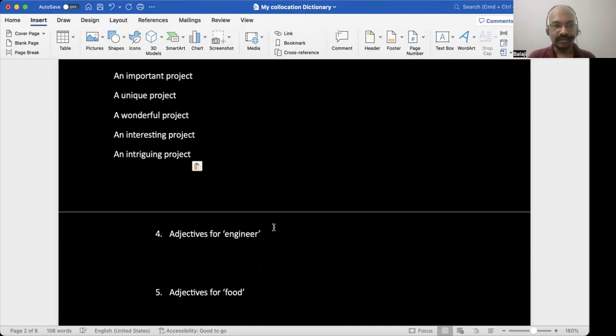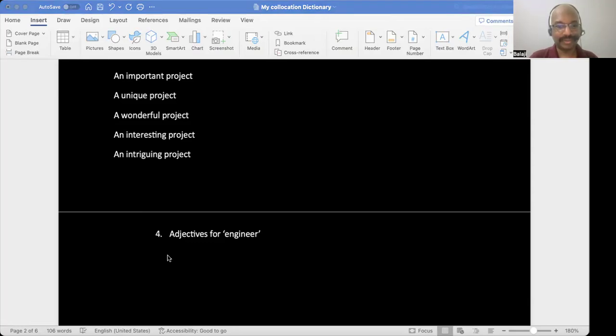I'm using articles because for project, we're talking about one project, so a or an should be used. And in between the article and project, we have the adjectives. Can you use any of these in sentences and put it on the comment section? Can you think of any other adjectives? If you thought of something else, please do mention it on the comment section. I'd love to hear from you.